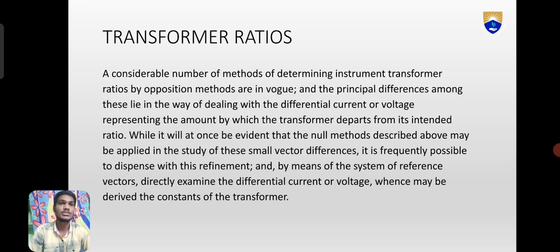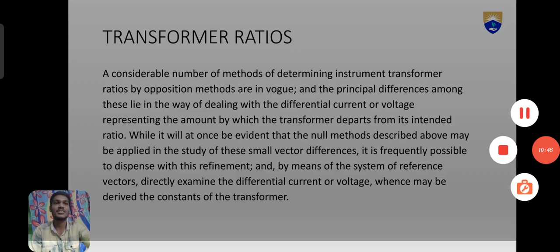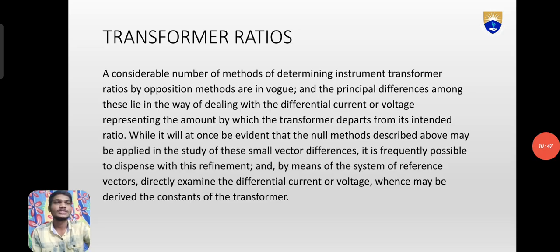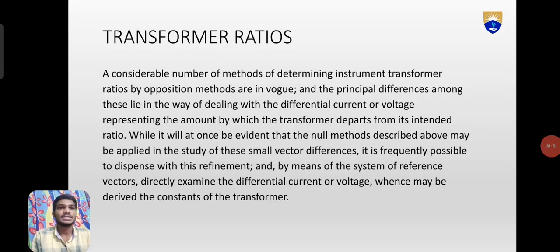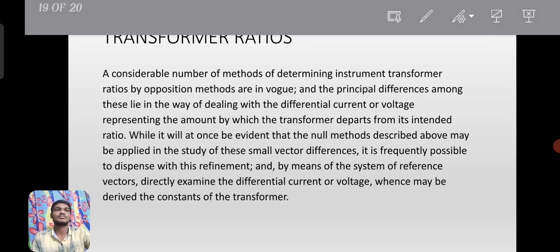While it will be advantageous to note that the null methods described may be applied in the study of these small vector differences, in practice it is possible to dispense with the refinement and be content by the system of reference vectors to directly examine the differential current or voltage, which may be divided by the constant of the transformer. Thank you.